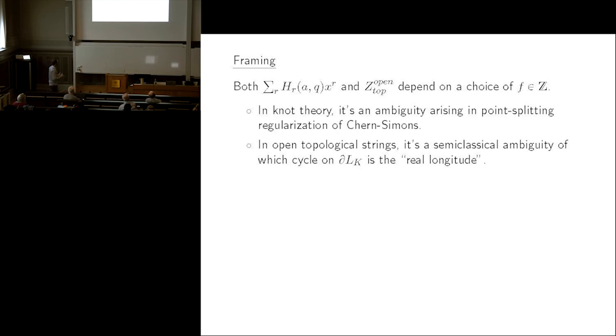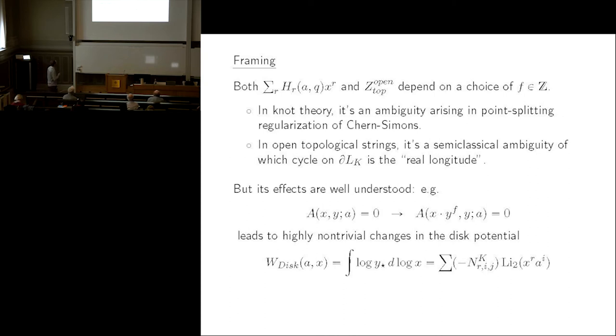So given this linking number description, we can finally try to address the question: to what extent is the correspondence one-to-one? So is there a unique quiver for each knot? And one way to address this question is to think about framing. So framing is a choice that affects both knot polynomials and the string partition function. And in knot theory, it arises from some point-splitting regularization of the path integral when you compute expectation values of Wilson lines. And in topological strings, it arises as a sort of semi-classical ambiguity for what you mean by the longitude.